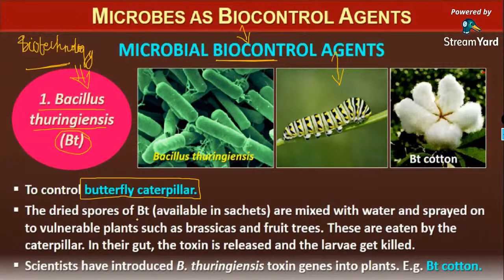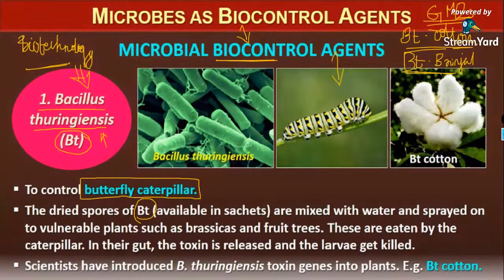Next is the dried spores of BT. What do you mean by BT? It means Bacillus thuringiensis. If you check on the internet, you will see pictures of BT cotton, then BT brinjal. All the plants having this BT are biotechnologically or genetically modified crops, which are known as GMOs, genetically modified organisms. We have details about all these things in the chapters biotechnology 1 and biotechnology 2, where we will be studying each and every point.